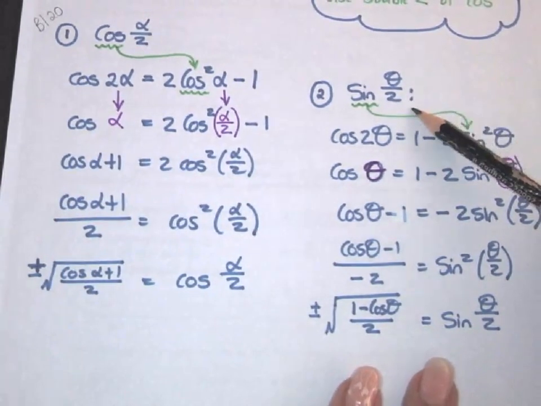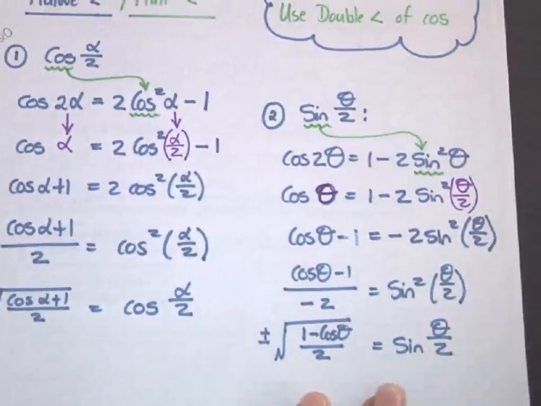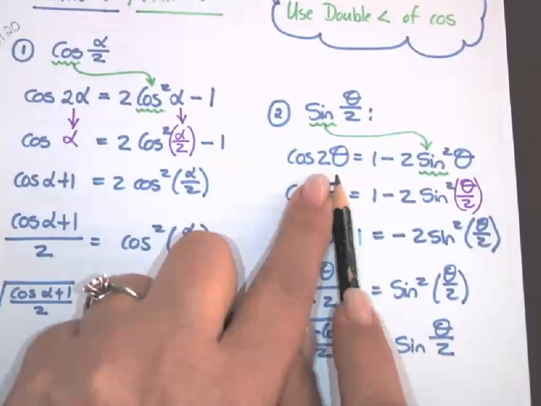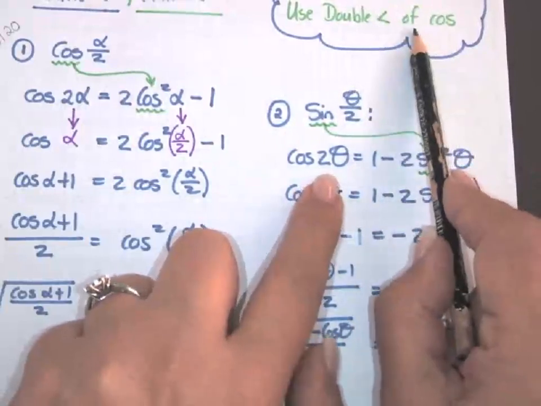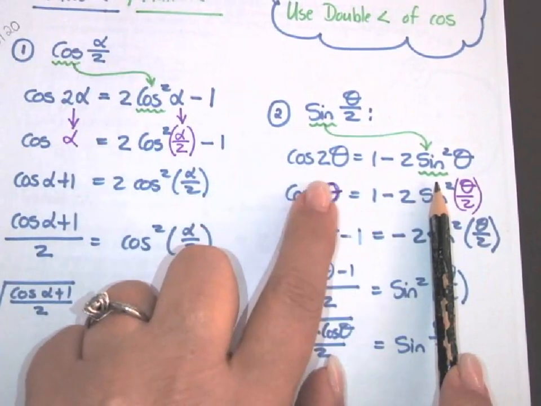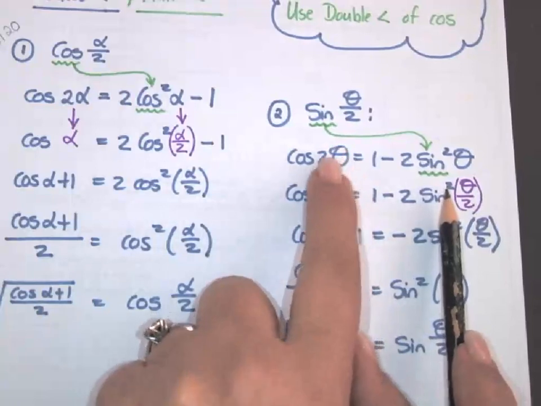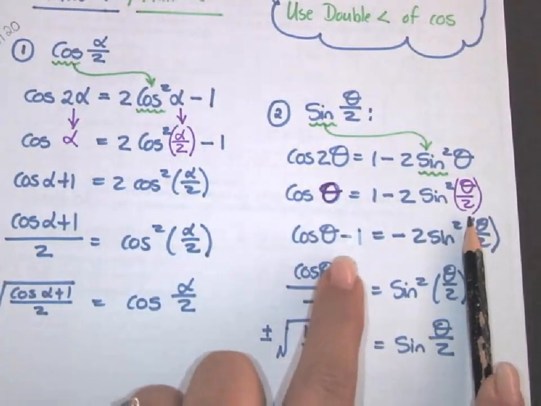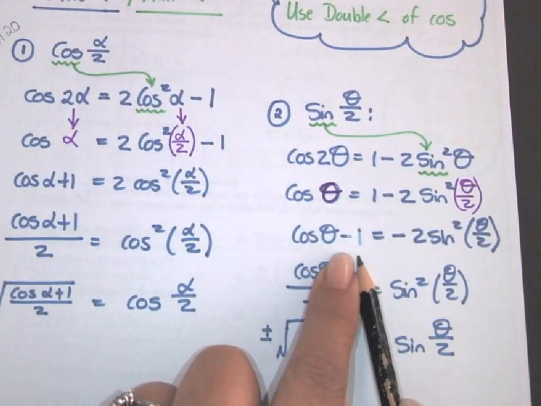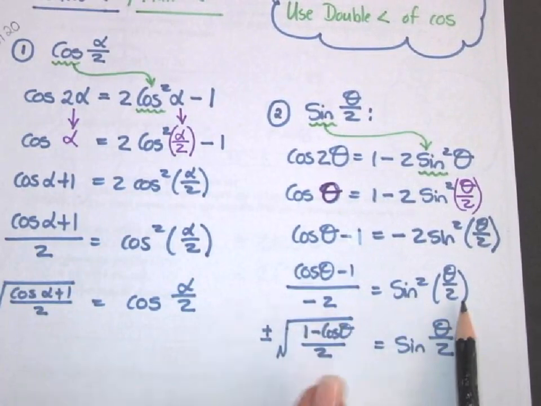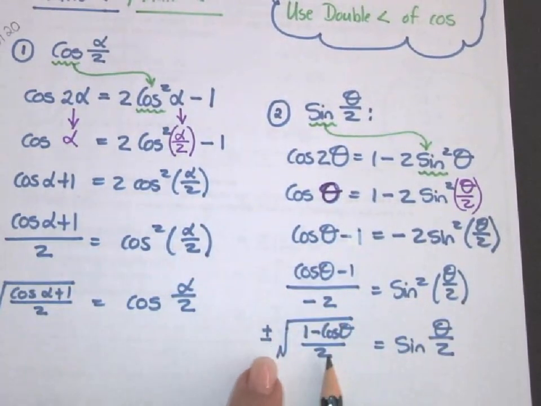Sine theta over 2. Do you have this in our notes? I don't think so, no. Cos 2 theta I'm going to use, but I'm going to write this in terms of sine because I want the sine of a half angle. So I'm going to half this, so 2 theta becomes theta, and theta becomes theta over 2. Then I take this plus 1 over to the left hand side, divide by negative 2, and get the square root on both sides. If you put your own square root in, it's plus or minus. If I were you, I would learn this one.